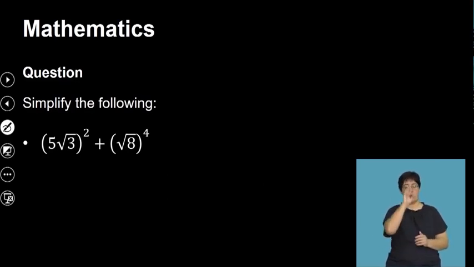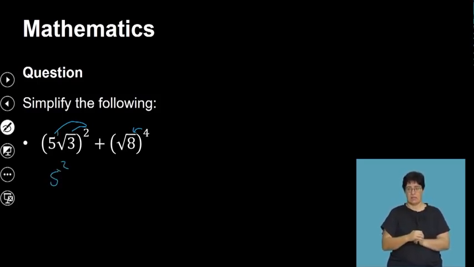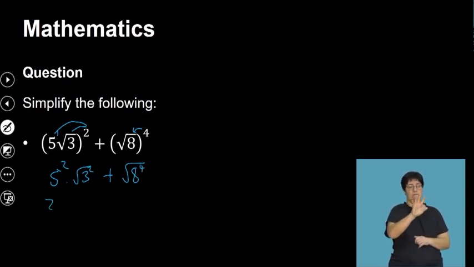Another one will be, remember the first law we looked at, we said we distribute this, so we distribute it there. So this will be 5 squared. Remember the operation in between there is multiply, and this will be the square root of 3 squared, and then plus, this will be the square root of 8 to the exponent of 4. And 5 squared we know is 25, multiplied by the square root of 3 squared will be 3, and then plus, so here I will have this the same as raised to an exponent of 1 over 2, so it will just give me 8 squared.